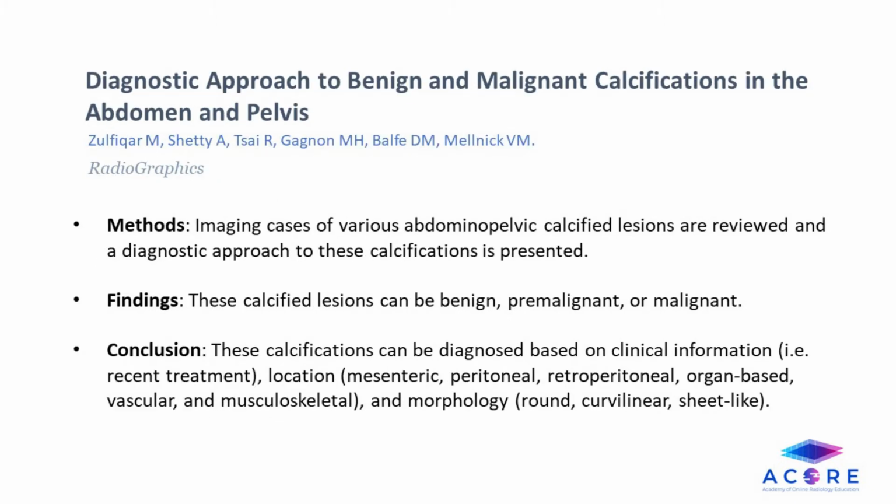This paper, published in Radiographics, provided imaging cases of various abdominal pelvic calcified lesions, as well as a diagnostic approach to these calcifications. They were described as being possibly benign, premalignant, or malignant, and therefore, using clinical information, the location of the mass, and the morphology, it is important for the radiologist to be able to diagnose these, and so this approach was meant to assist with that.